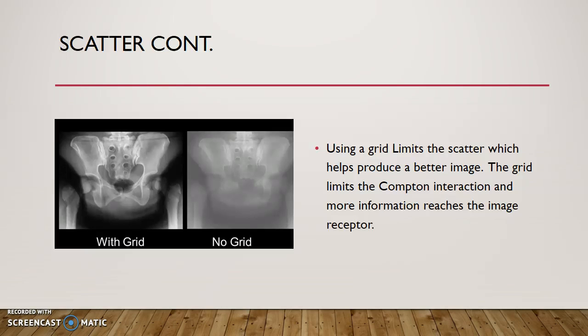The grid limits the scatter interaction, and more information reaches the image receptor. As you see, I have this example with a grid and this one without the grid.